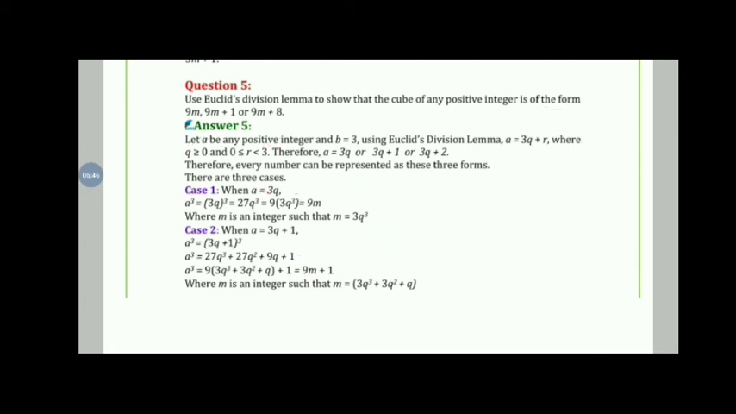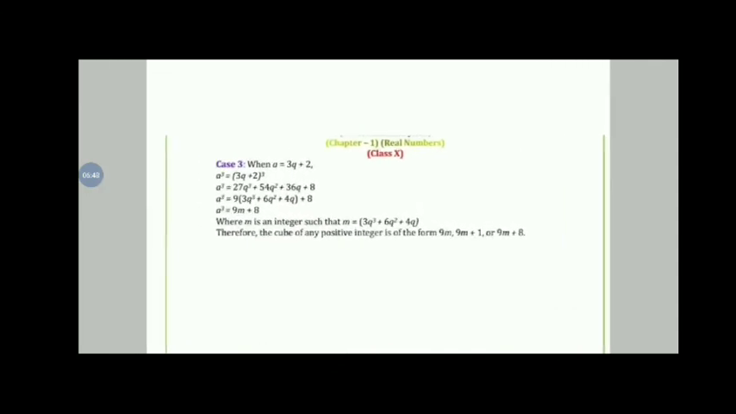Then we move towards the third part. In the third part, a is equal to 3q plus 2. Now cubing on both sides, we have a cube is equal to (3q plus 2) whole cube, which gives us a cube is equal to 27q cube plus 54q square plus 36q plus 8. Now a cube is equal to 9 into (3q cube plus 6q square plus 4q) plus 8. So we have a cube is equal to 9m plus 8, where m is an integer such that m is equal to 3q cube plus 6q square plus 4q.